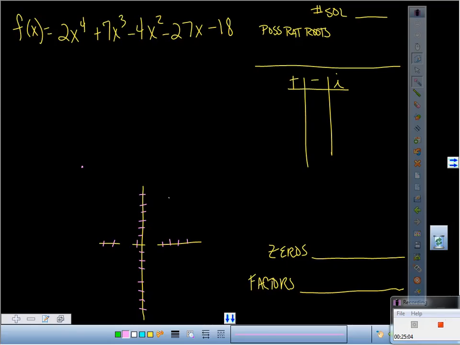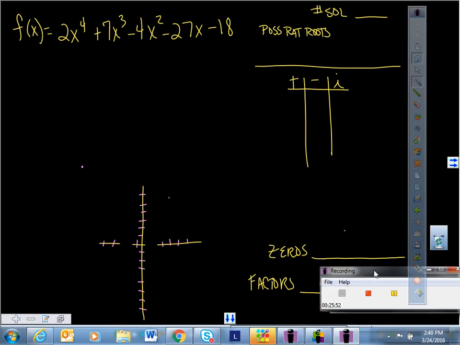So for P over Q, it says 18 over 2. Factors of 18 over the factors of 2. Okay, so there's your problem. That's what I want you to work on the rest of the class period. Okay? And then Monday, we'll talk about it.